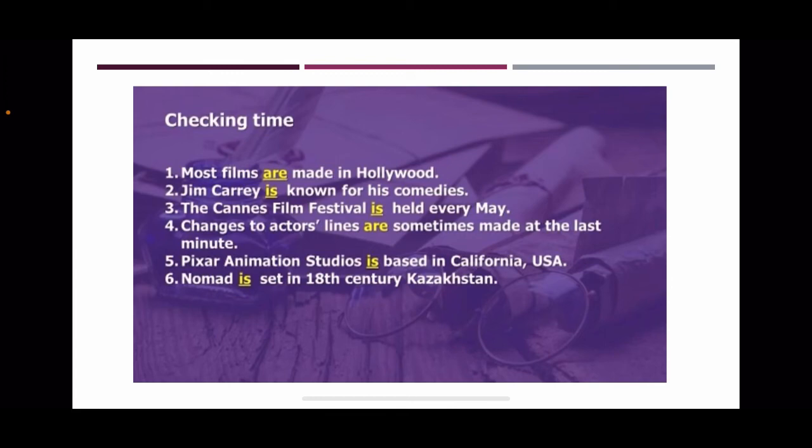Most films are made in Hollywood. Second sentence, Jim Carrey is known for his comedies. The Cannes Film Festival is held every May. Changes to actors' lines are sometimes made at the last minute. Pixar Animation Studios is based in California, USA. Nomad is set in 18th century Kazakhstan.